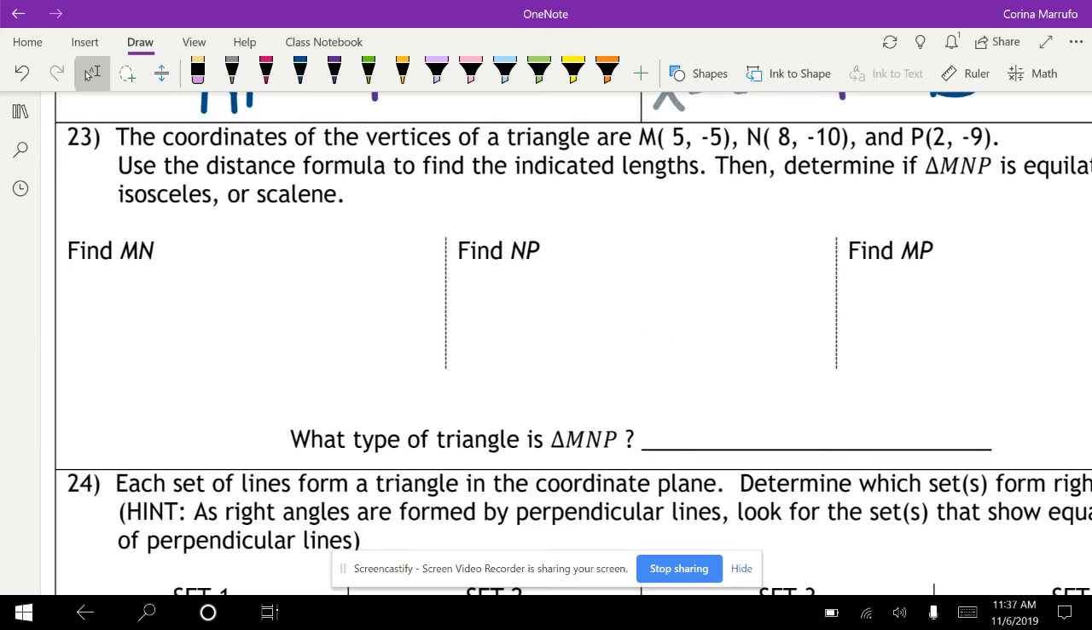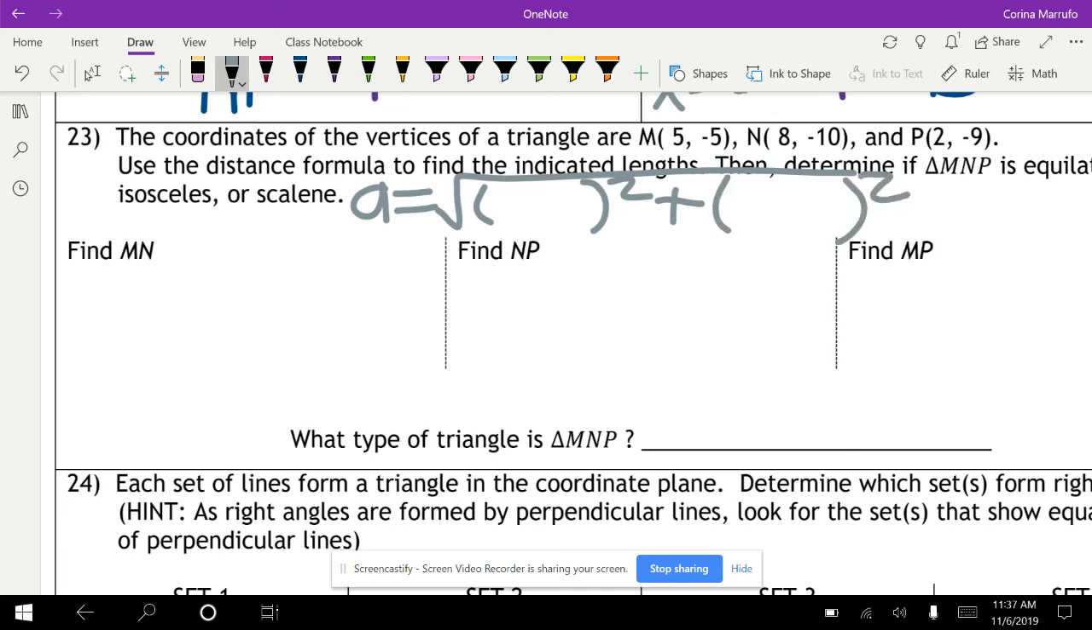So it says here the coordinates of the vertices of a triangle are M and P. Use the distance formula to find the indicated lengths, then determine if triangle MNP is an equilateral, isosceles, or scalene. So we're going to need the distance formula. So your distance formula is, you're going to take the square root, and inside the parentheses, you're going to subtract the x's and square it, plus you're going to subtract the y values and square it. So let's see, it would be x2 minus x1 and y2 minus y1.